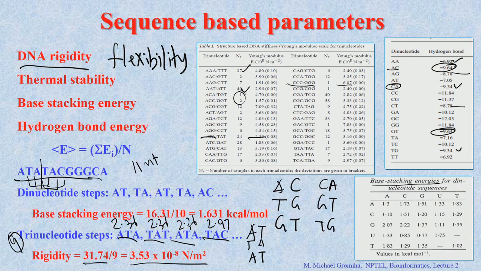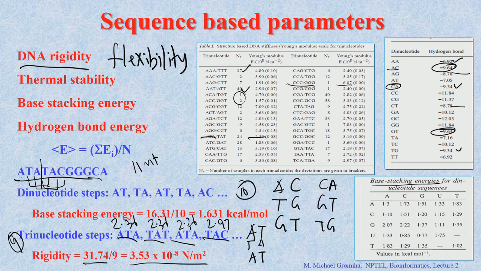Now, if you want the base stacking energy, we have the data for dinucleotides. Here we have data for trinucleotides, and here we have data for dinucleotides. So we need to divide this DNA sequence into overlapping dinucleotides. How many dinucleotide steps will you have? N minus 1. So N is equal to 11, and in total you will get 10.